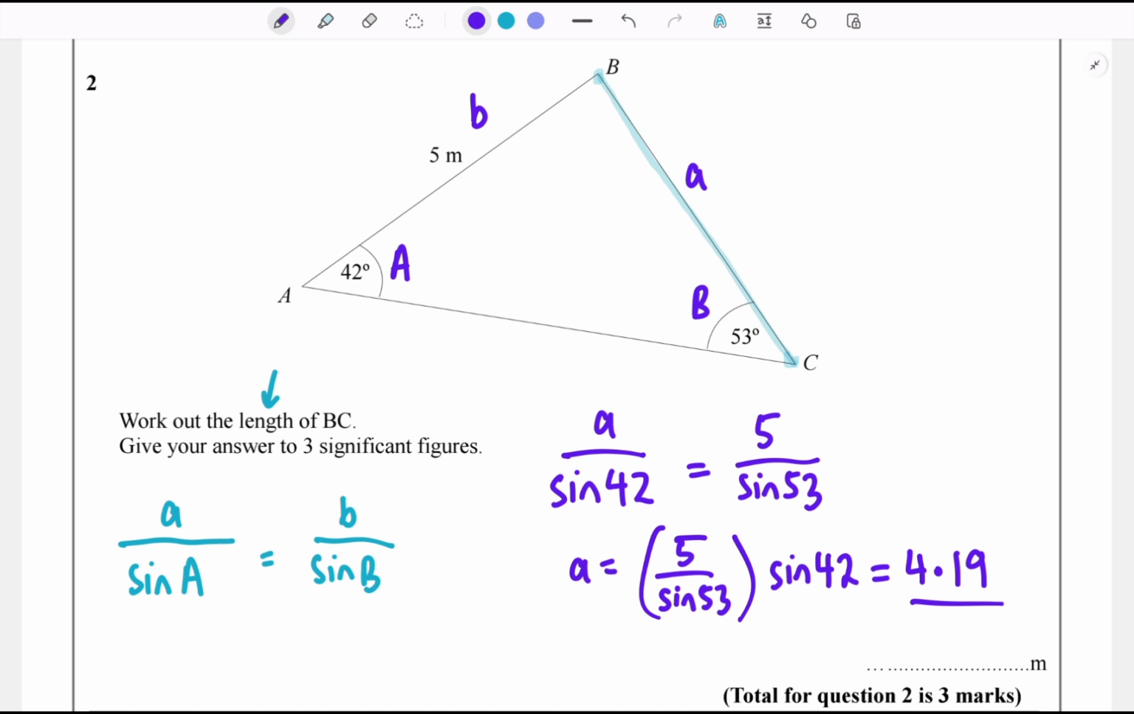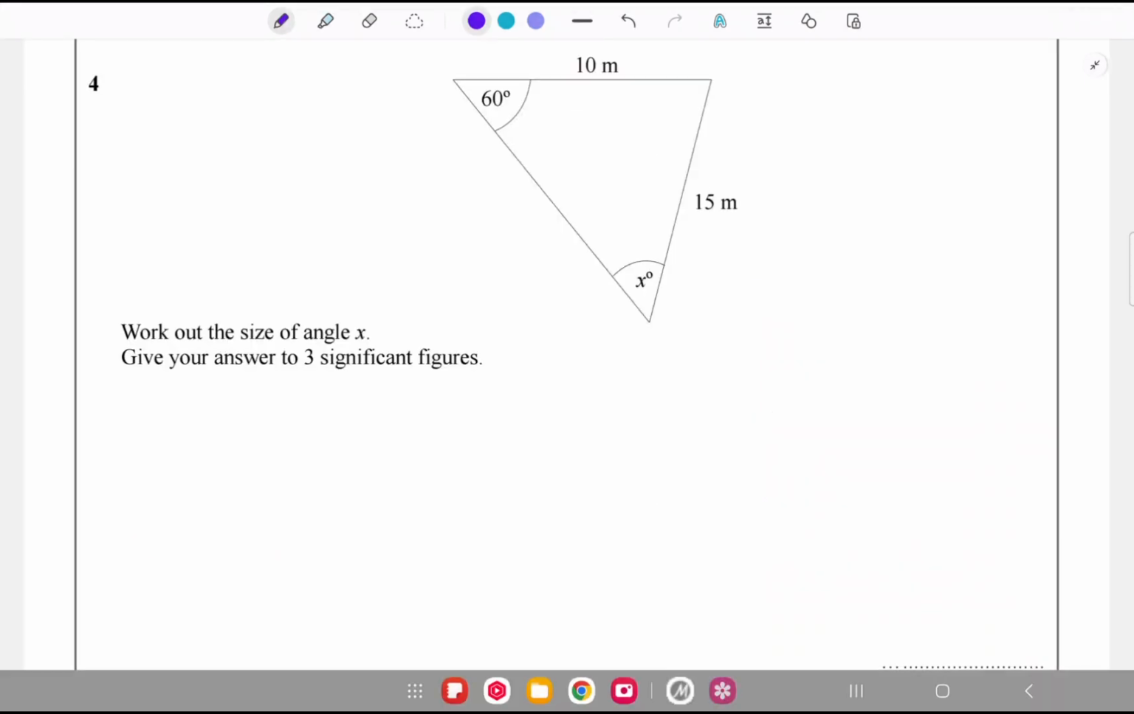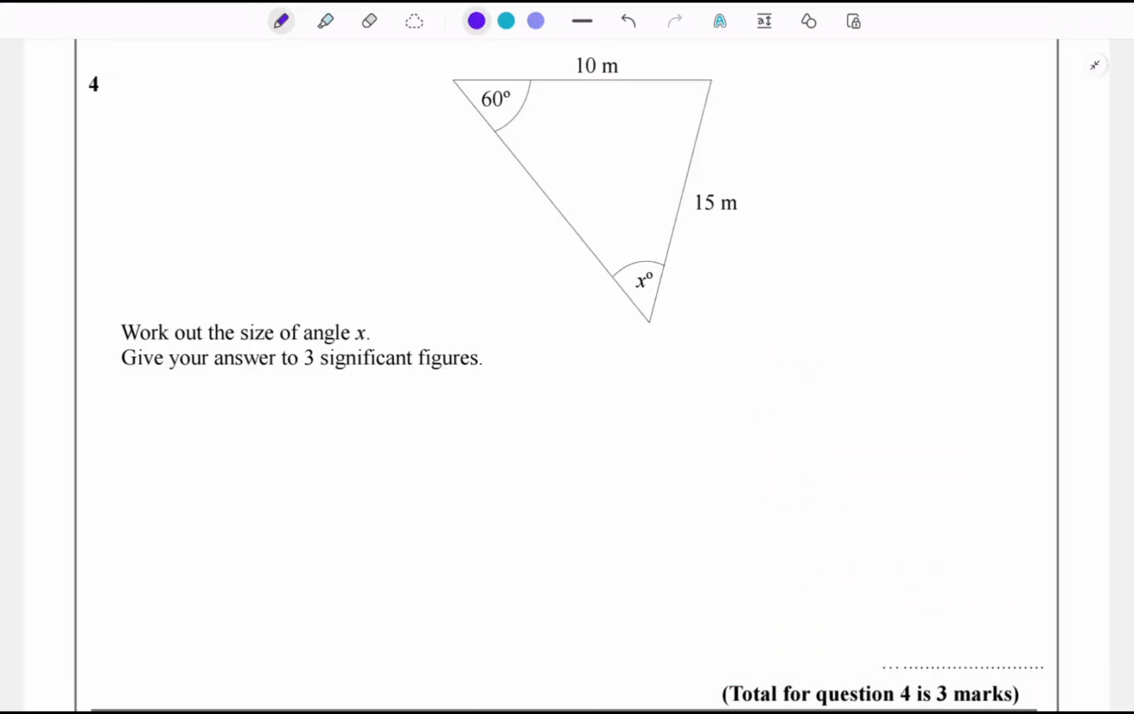And that's our answer. So the second example is how to find the angle using the sine rule. So work out the size of angle X, give your answer to three significant figures, so 3 marks. So we're using the sine rule. And because we're finding the angle, the version of the sine rule we will use is where the angle is on top, so sine A over length A equals sine B over length B.